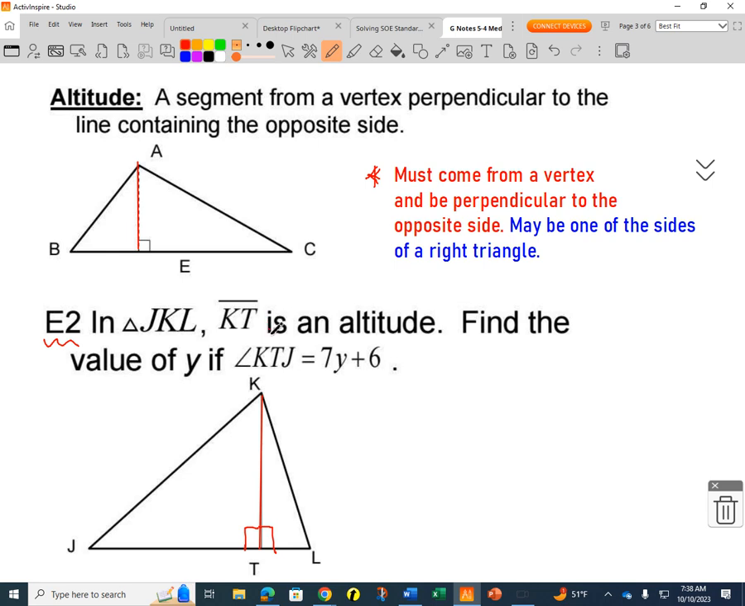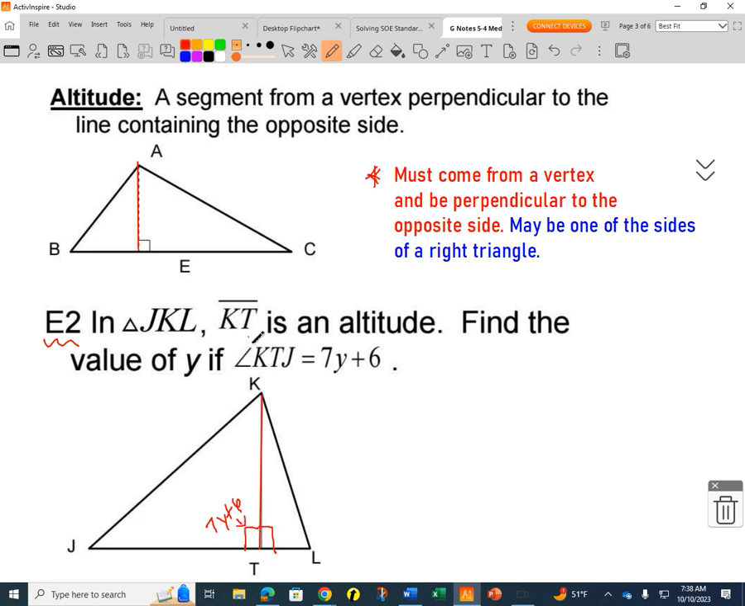The question asks us to find the value of y if angle KTJ is 7y plus 6. So this angle is 7y plus 6.